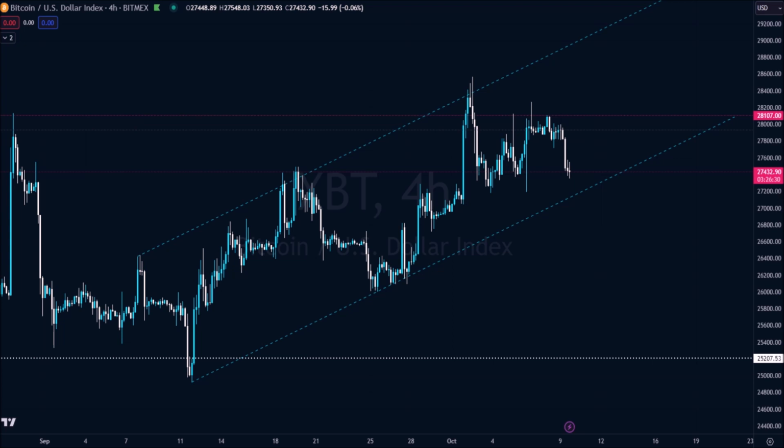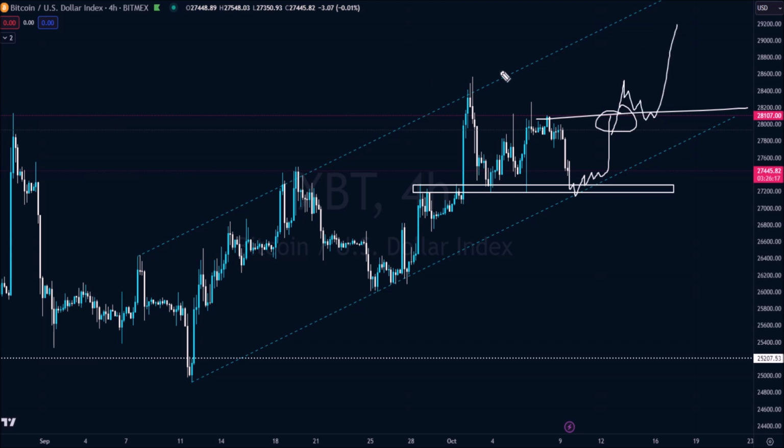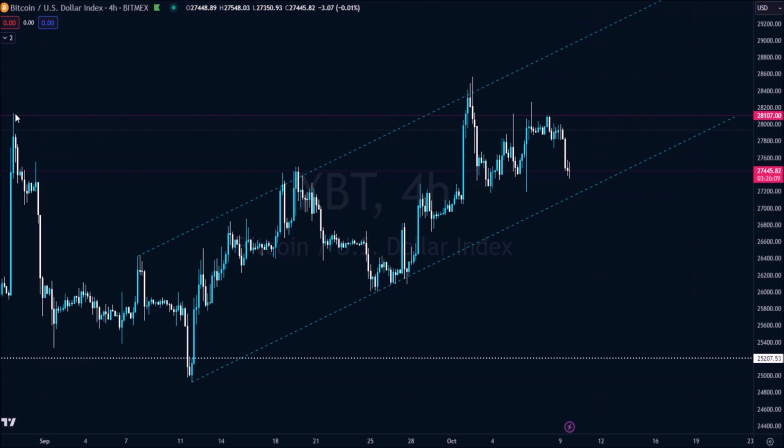If you're looking for more upside, then you simply wait and see what sort of reaction we get from this level. If we get a nice bullish reaction, then you know that your next target is 28.1. If we break that, then we could be looking at these highs and maybe the whole way up to 31k. That's a bullish scenario, but underneath this level, as I said, I'm bearish.